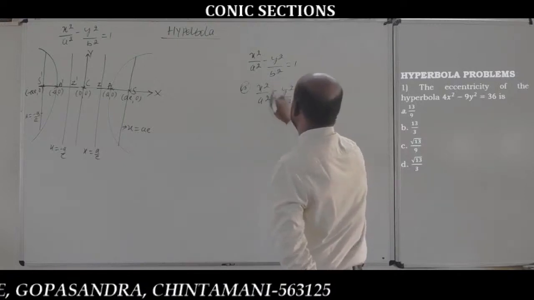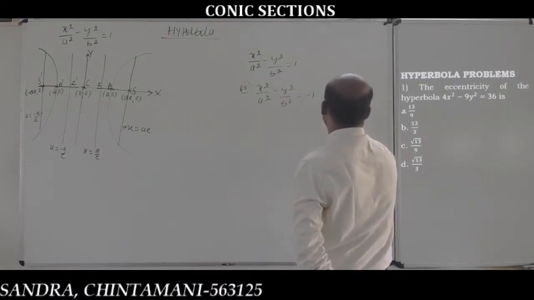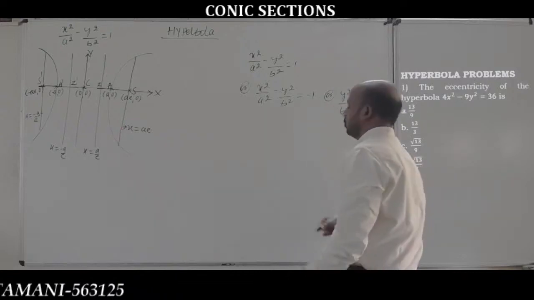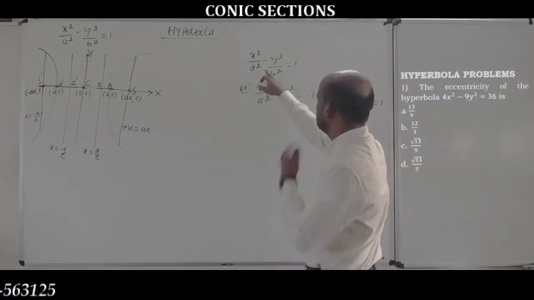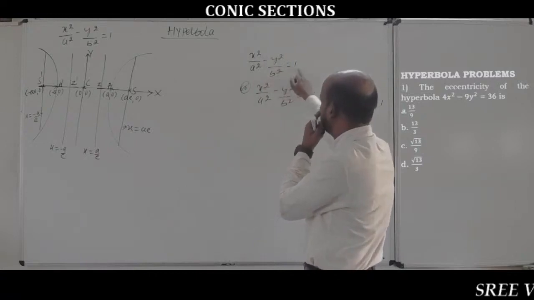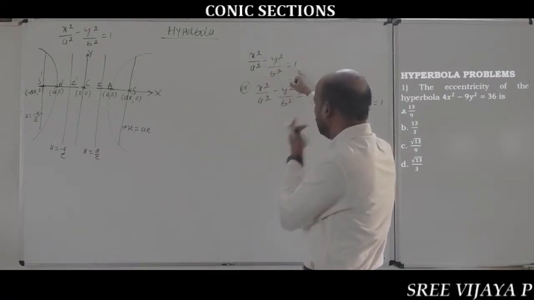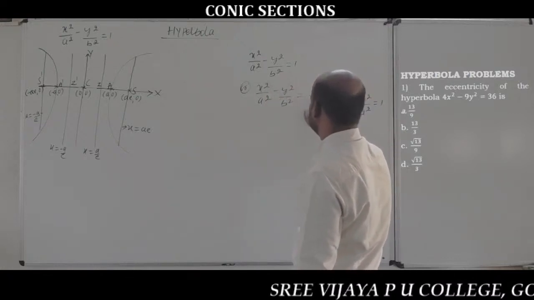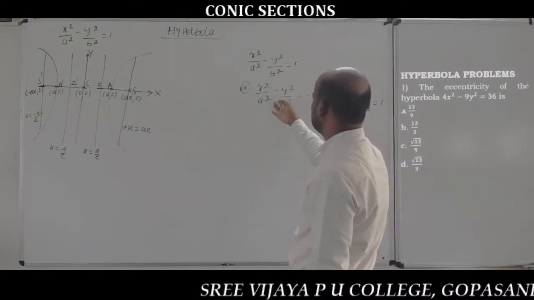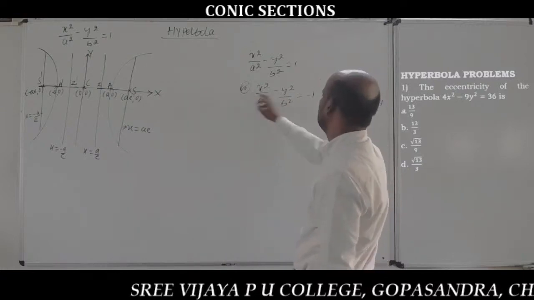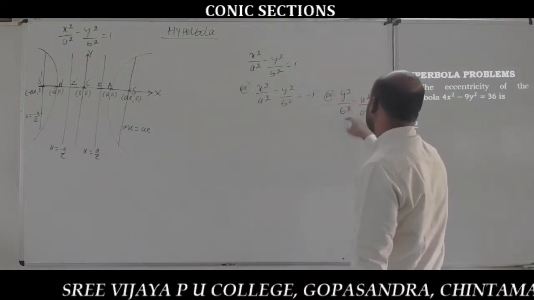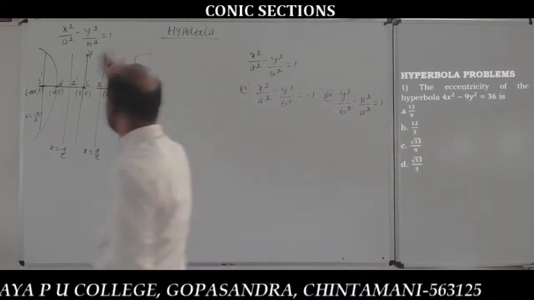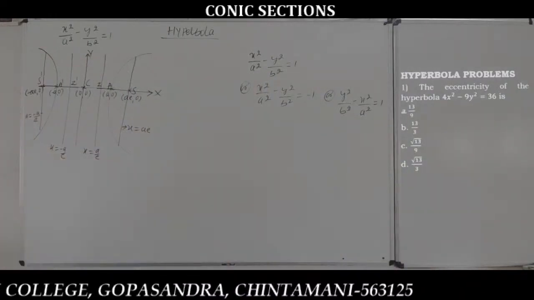Or you can take this as y square by b square minus x square by a square is equal to 1. So if it is x square by a square minus y square by b square equals 1, then it is a hyperbola. A conjugate hyperbola is x square by a square minus y square by b square equals minus 1. If you multiply this by minus, this one becomes plus, this becomes minus, and this becomes plus. Or you can take this also, y square by b square minus x square by a square is equal to 1. So this one is the standard form of equation of a hyperbola.